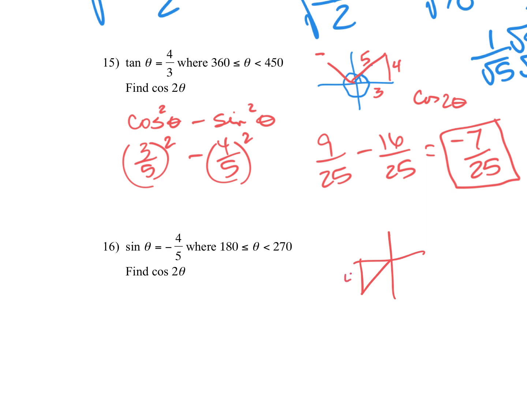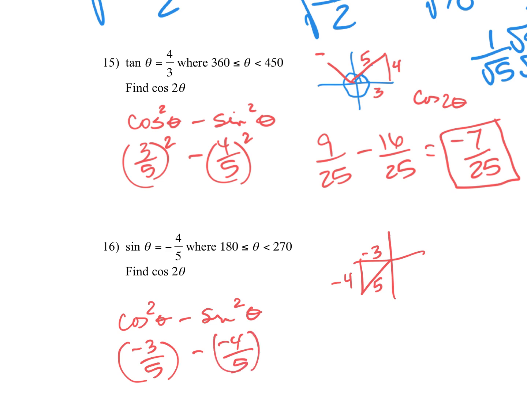and the sine is negative 4/5, and we know this is a negative 3. So your cosine of 2 theta is cosine squared of theta minus sine squared of theta. And remember, there's 3 different choices. I'm just picking that one. The cosine is negative 3/5 minus negative 4/5 squared, which is 9/25 minus 16/25, which is also negative 7/25.